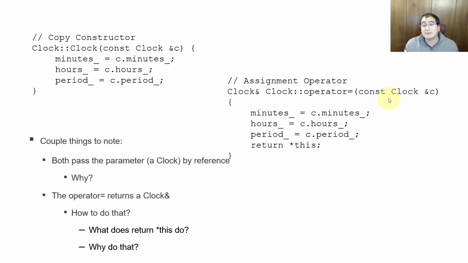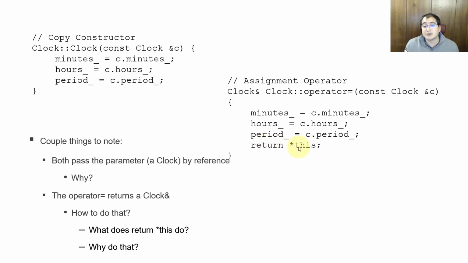And what does the assignment operator do? Well, it does a member-for-member copy, or really a member-for-member assignment here. And then the last thing is it returns a reference to a clock. And you might go, well, what should this clock be? Well, this is really the clock that was just assigned to. And so how do you return a reference to this clock? Well, you need to return this.